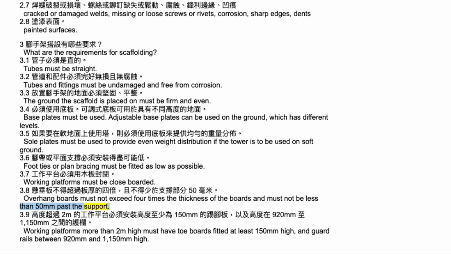3.9 Working platforms more than 2 meters high must have toe boards fitted at least 150 millimeters high, and guardrails between 920 and 1150 millimeters high.